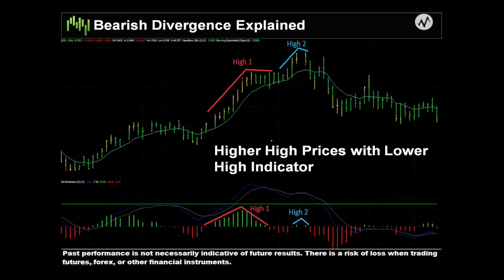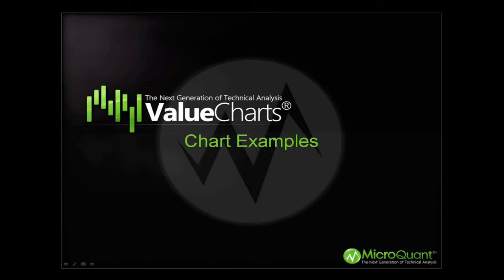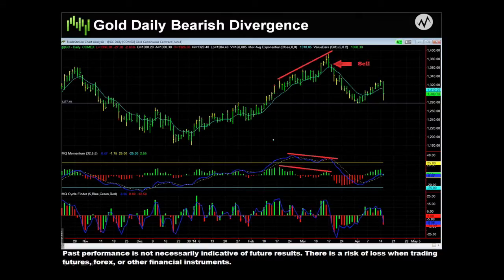So let's look at a couple examples really quick of some bullish and bearish divergences in different markets, so equities, futures, and Forex. Here's gold. This is a daily bearish divergence. So you see here, high number 1 corresponds to this entire set of highs there.